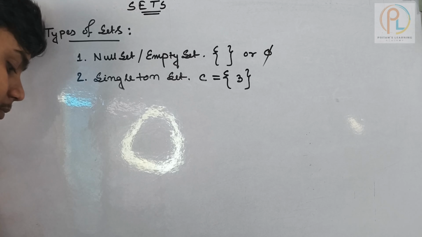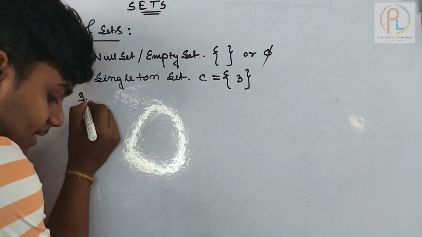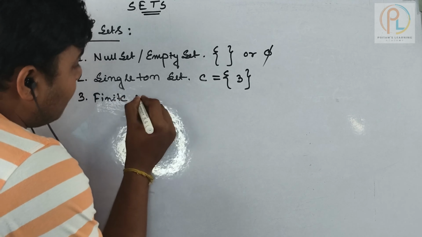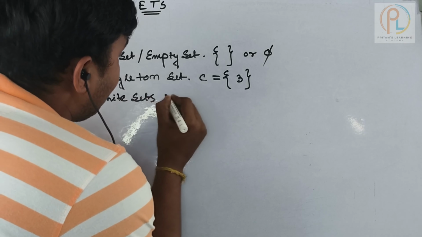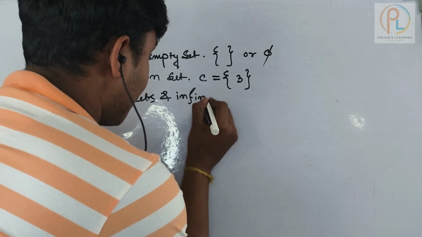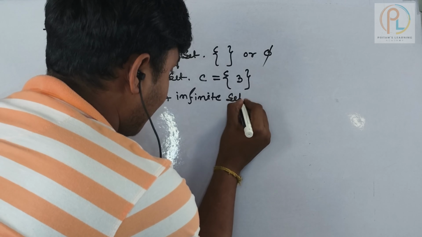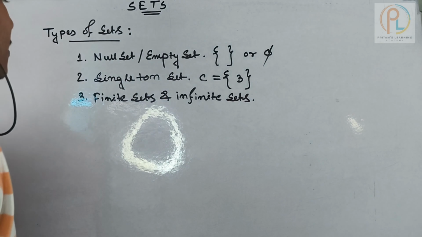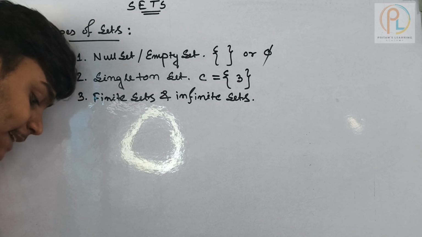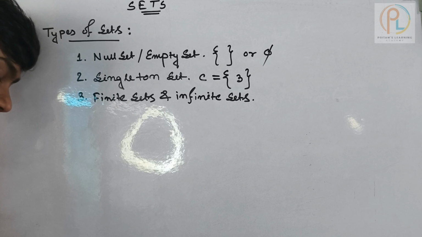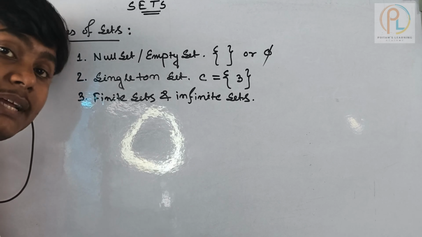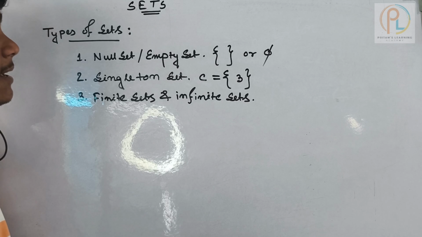Next, finite and infinite sets. So, what are finite sets? A set is called finite if it contains a definite number of elements.